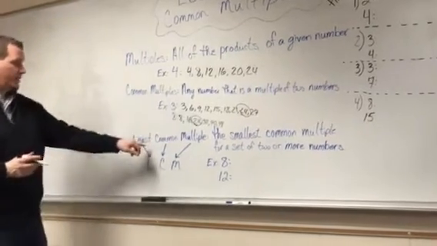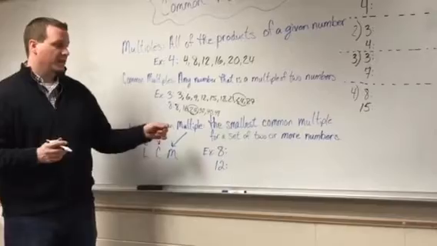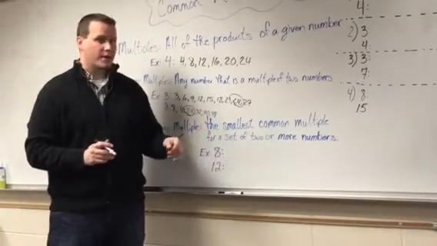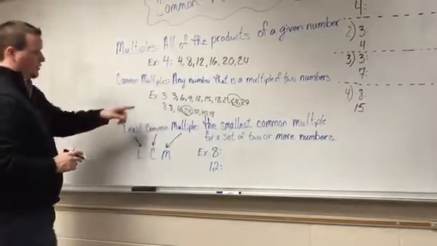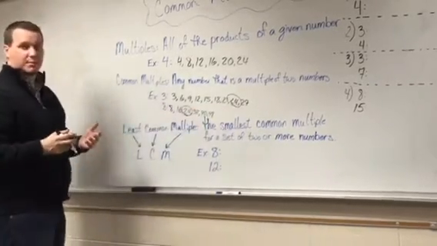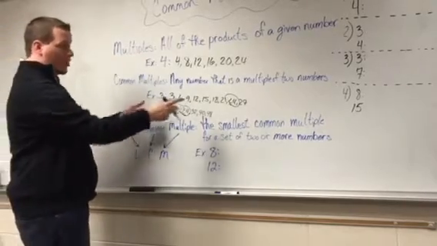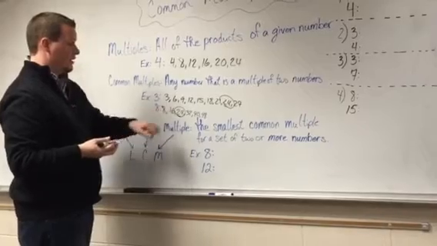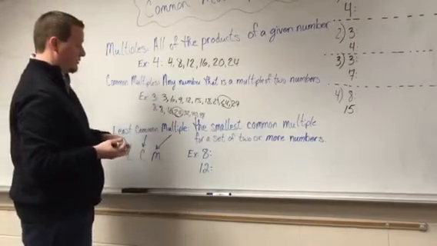Now let's look at what we have down here, least common multiple. This is going to be the smallest common multiple for a set of 2 or more numbers. Right here, we said that 24 was a common multiple. It's also the smallest common multiple we have with those numbers 3 and 8. So that would be the least common multiple also.